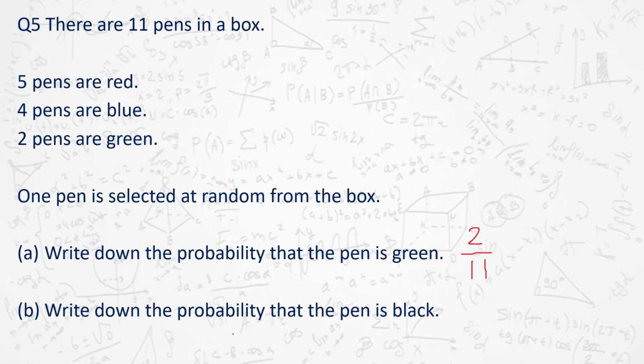B. Write down the probability that the pen is black. We don't have any black pens, so it's red, blue, or green. Therefore, the probability for black will be 0.